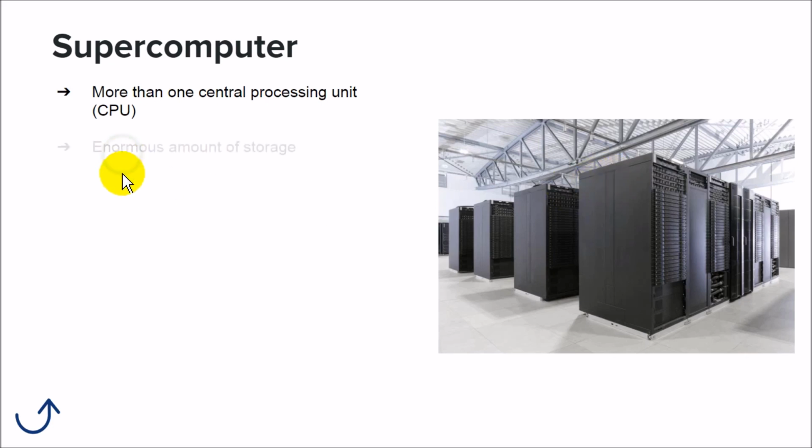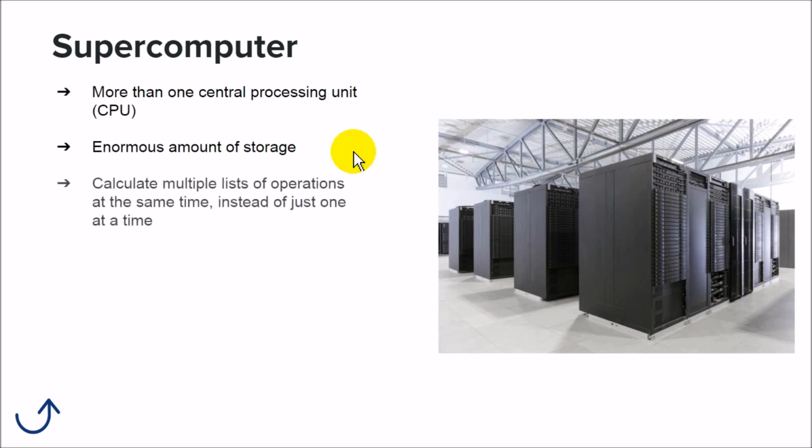Okay, so another thing you know about them, that they also have enormous amount of storage. So for this kind of computer to work on data very fast, they need very large storage capacity. They also can calculate a list of operations at the same time instead of just one at a time. Most computers will work on data one after the other, but this kind of computer has the ability to work on different data simultaneously because they have multiple processing units. So this also will make them very fast.